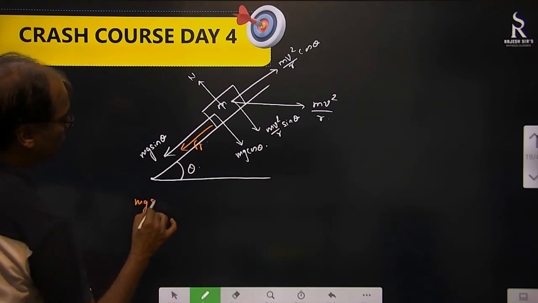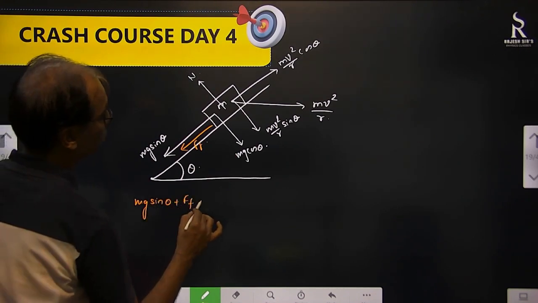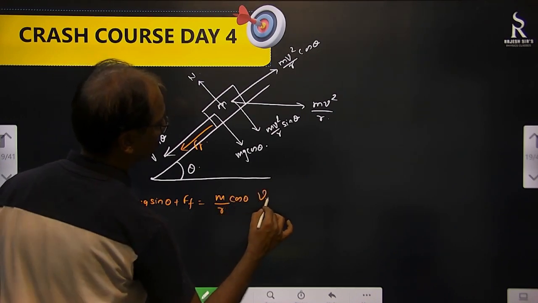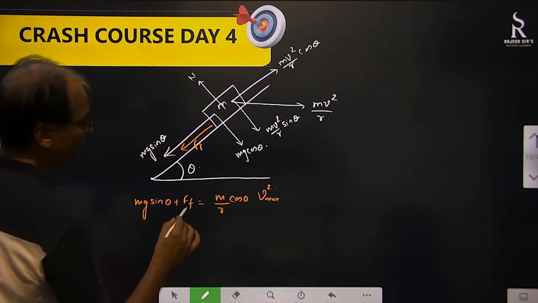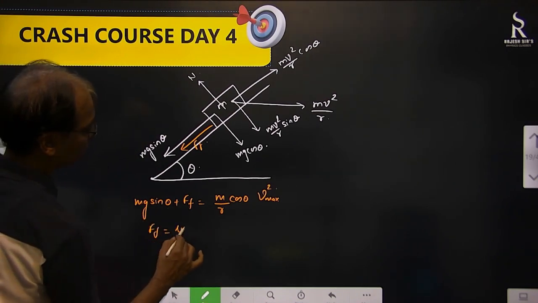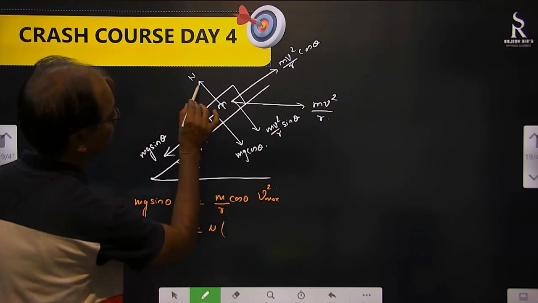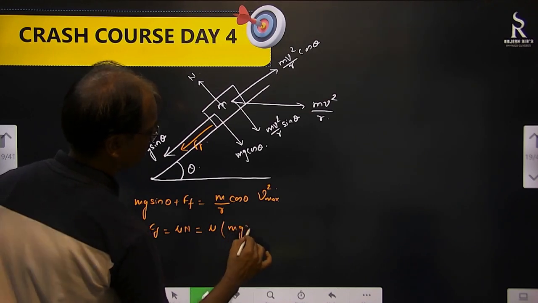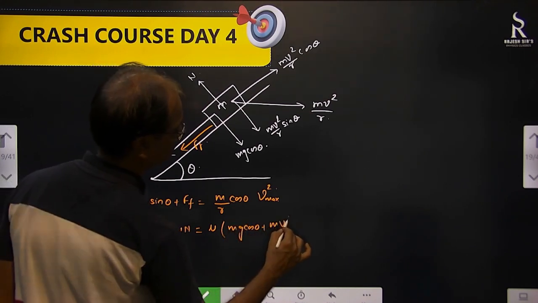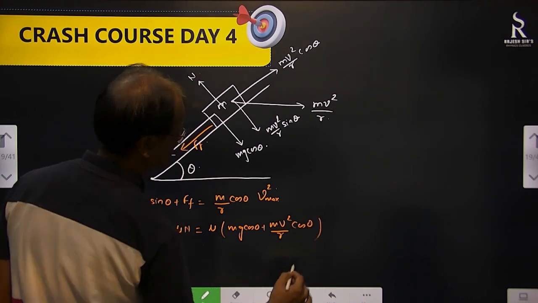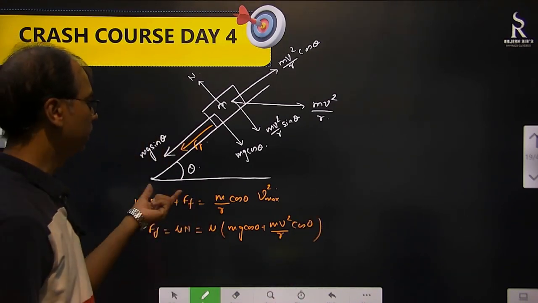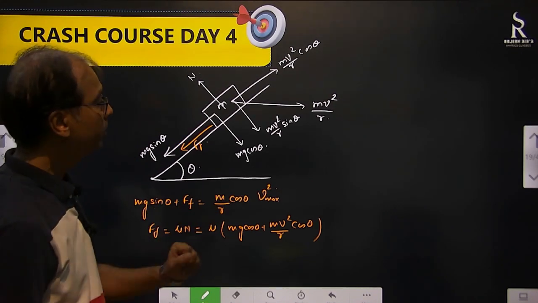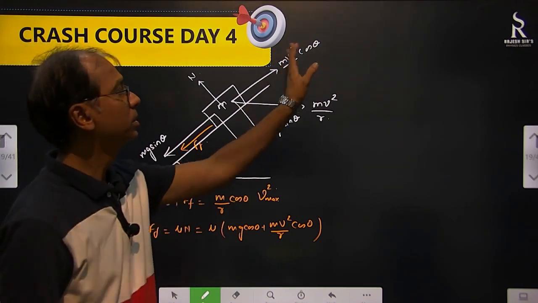So in that case, mg sin theta plus friction should be equal to m by r cos theta into V max square. And force of friction is what? Mu N. What is N here? N is equal to mg cos theta plus mv square by r sin theta. Mg cos theta plus mv square by r cos theta. That's all. So this value will be put in this one and we will be calculating the V max value.